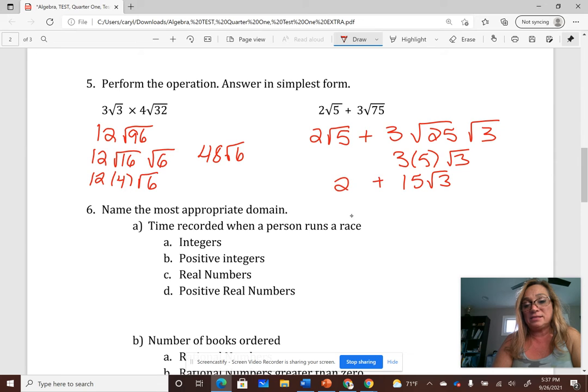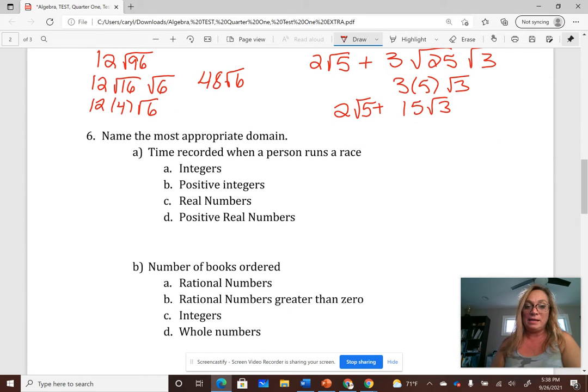And I'm going to add that to the 2 radical 5, which I cannot because the 5 and the 3 are not like terms. So that's actually all I can do. I cannot combine them any further. Okay? If the radicands, the numbers under the radicals, had matched, then I could have added them further. Okay? All right, name the most appropriate domain.